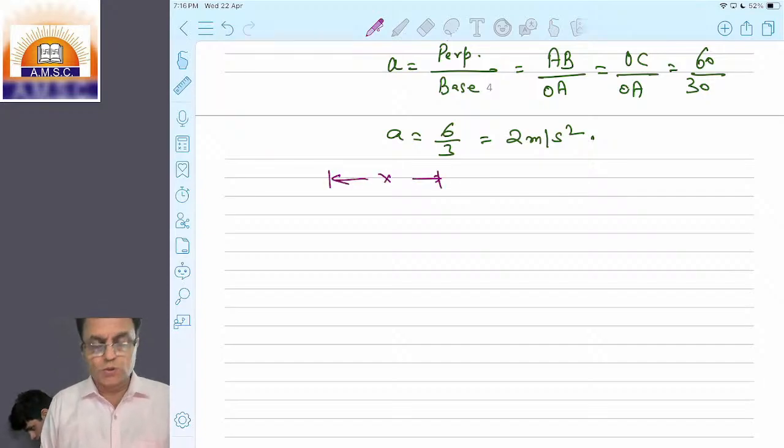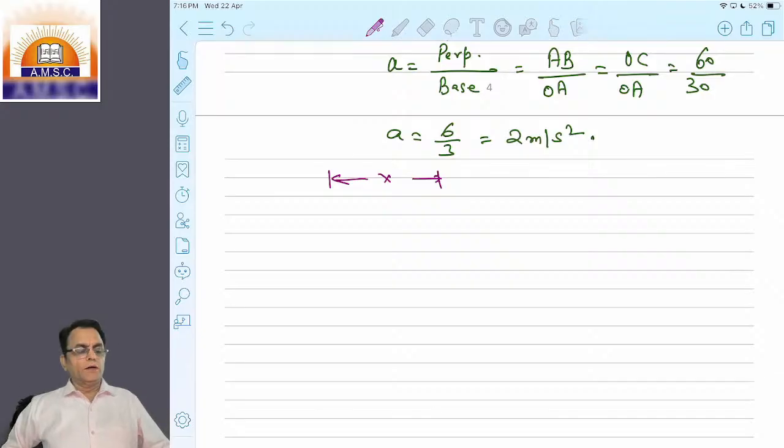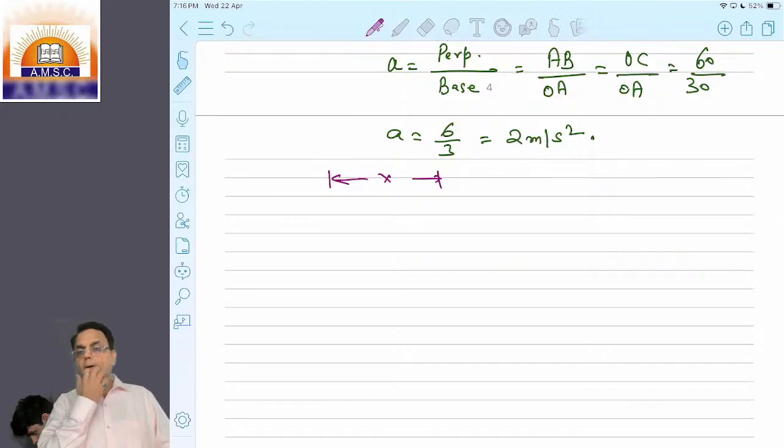Now how to find out? Question, write: how to find out the distance or displacement graphically?